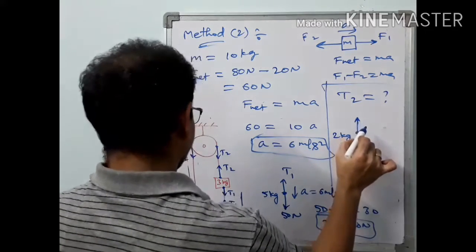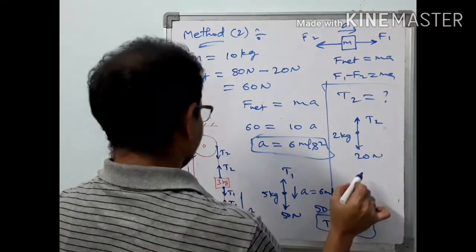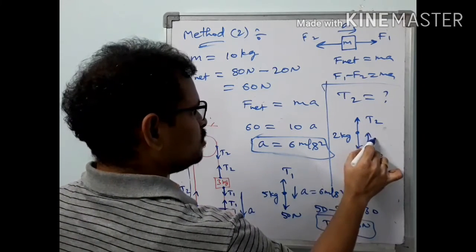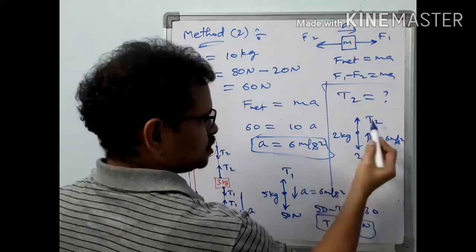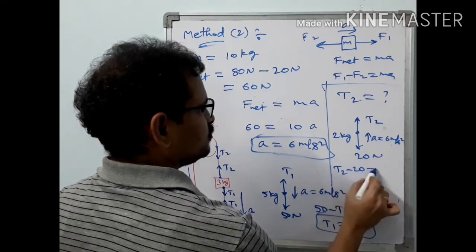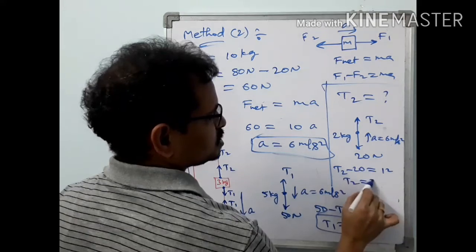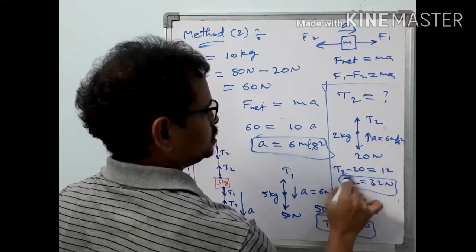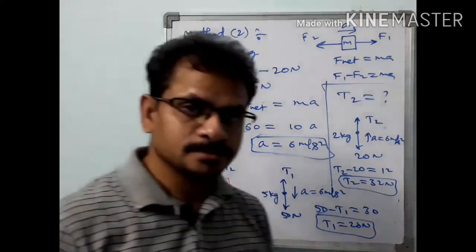So here the upward force is T2, the external force, and the downward force is 20 newtons. Its acceleration is upwards. How much? A equals 6 meters per second square. So what is the force equation? Acceleration is upward, which means T2 minus 20 equals 12. T2 equals, 20 goes to that side, 32 newtons. Simple. Simple or not?